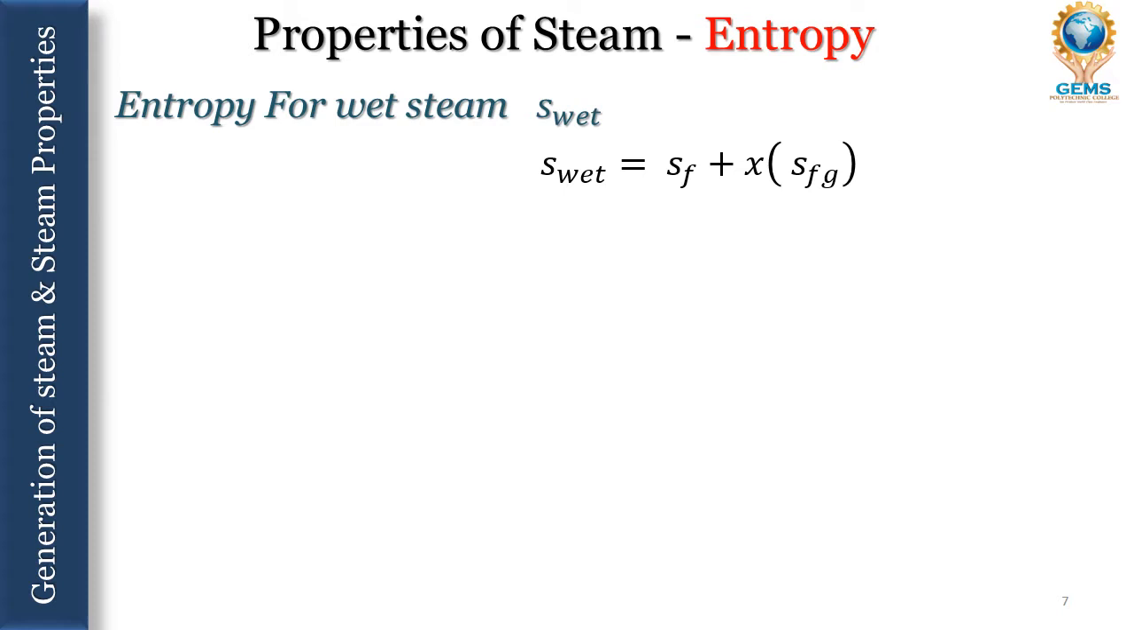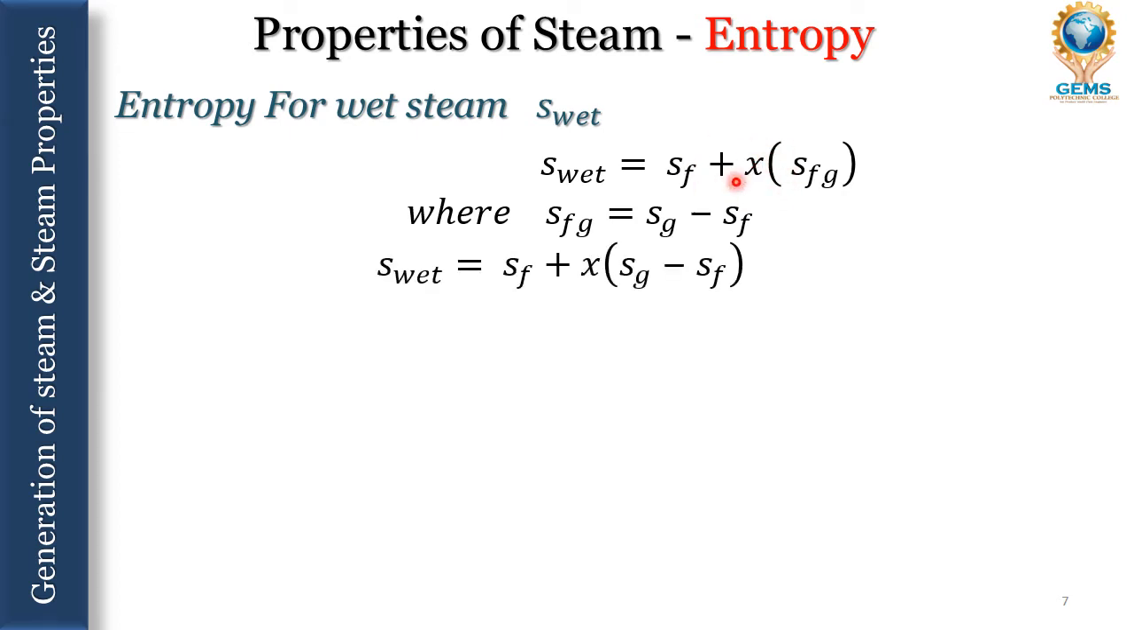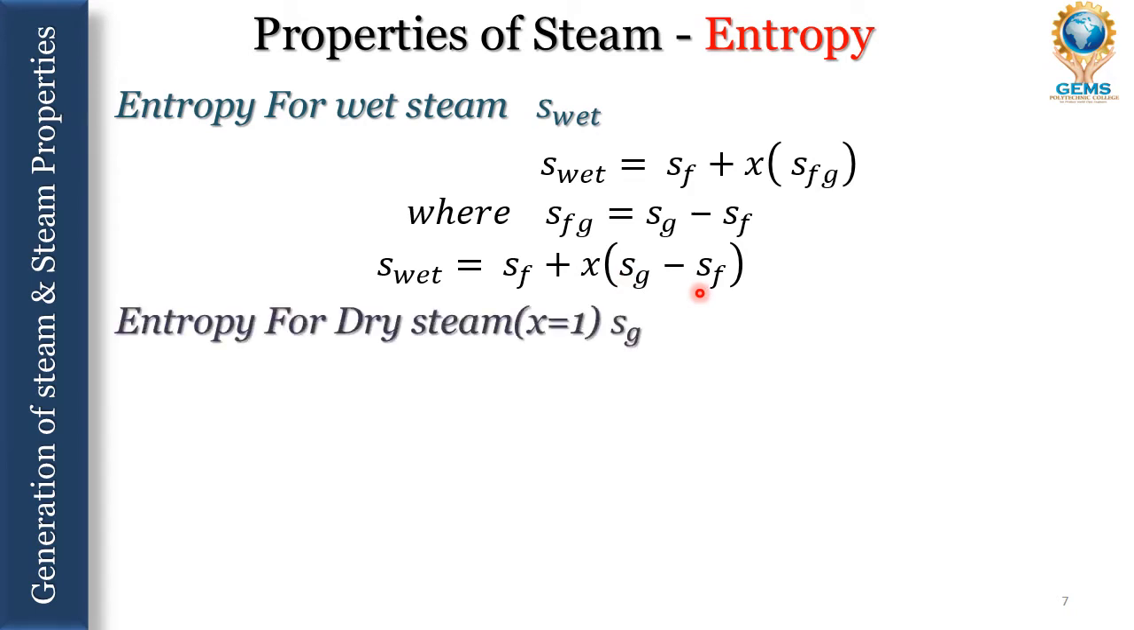The entropy for wet steam is denoted by S wet. S wet is equal to Sf plus X into Sfg, where Sfg is equal to Sg minus Sf, and X is the degree of dryness fraction. So the entropy of wet steam is equal to Sf plus X into (Sg minus Sf). For the entropy of dry steam, we apply X equal to 1. So Sf plus 1 into Sfg is rewritten as Sf plus Sg minus Sf. Here Sf and minus Sf get cancelled, so finally we get Sg.